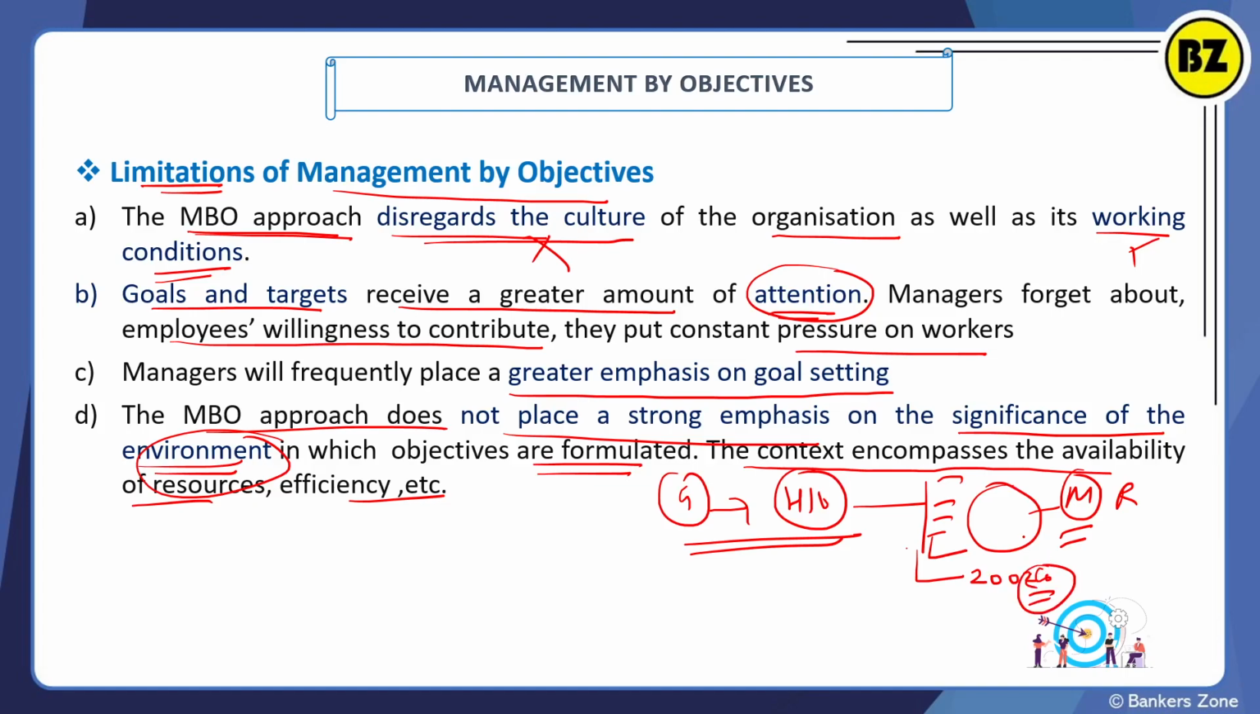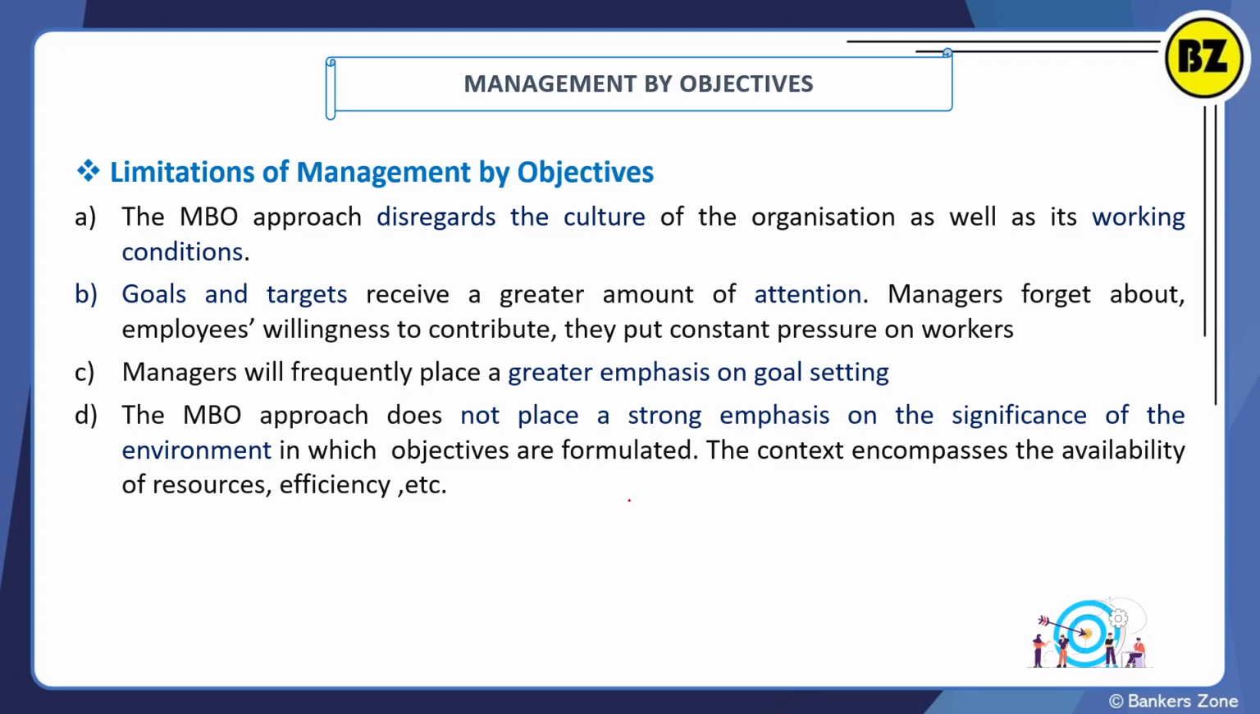Okay, so basically the MBO approach does not place a strong emphasis on the significance of the environment. They are not aware of the environment in which the objectives or the goals are being formulated. So it may be the resources or the efficiency. The manager may be handicapped, right? He may have some health issues, so he is not that capable of driving the business for the branch. So efficiency is compromised here. Then available resources can be a big deal in achieving the business, right? So these are the limitations of MBO.